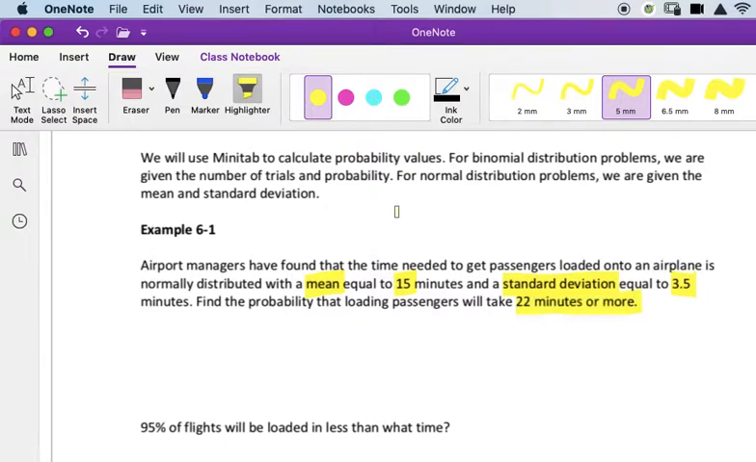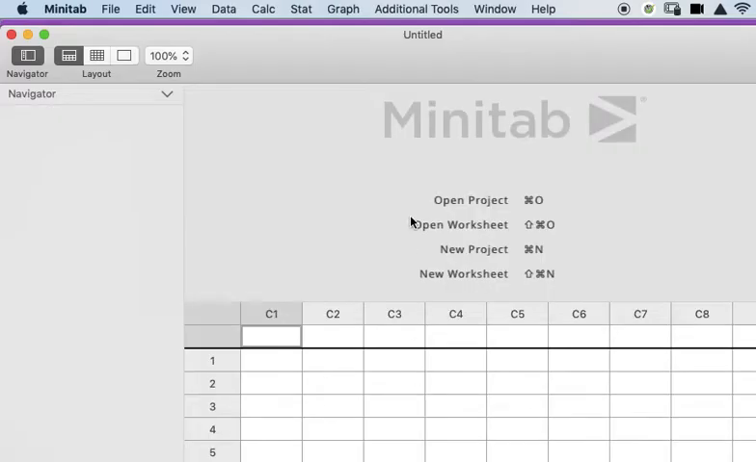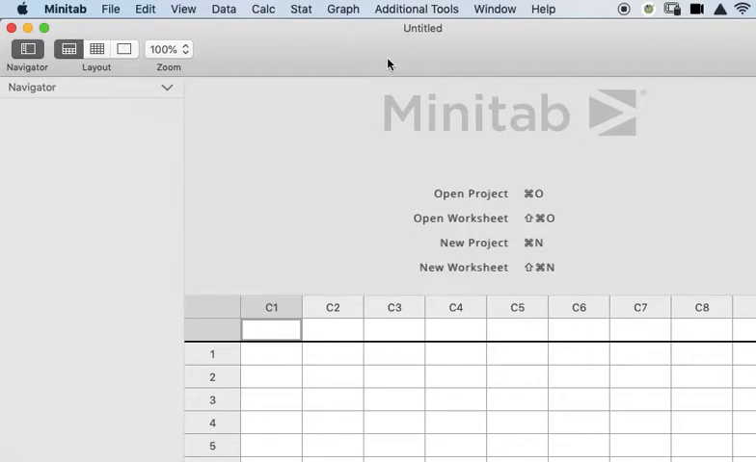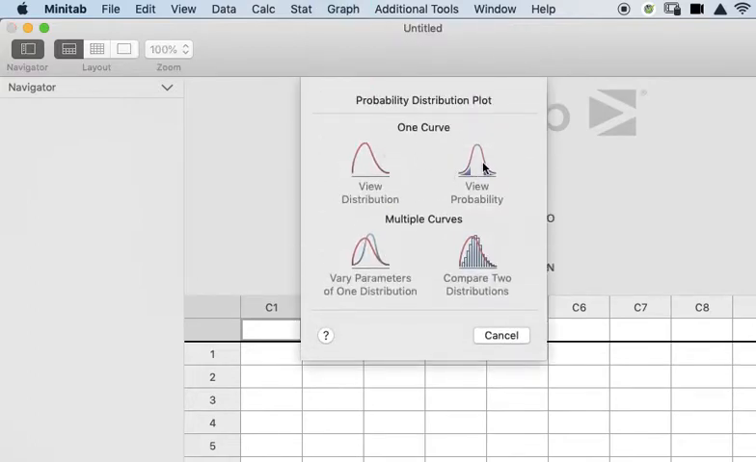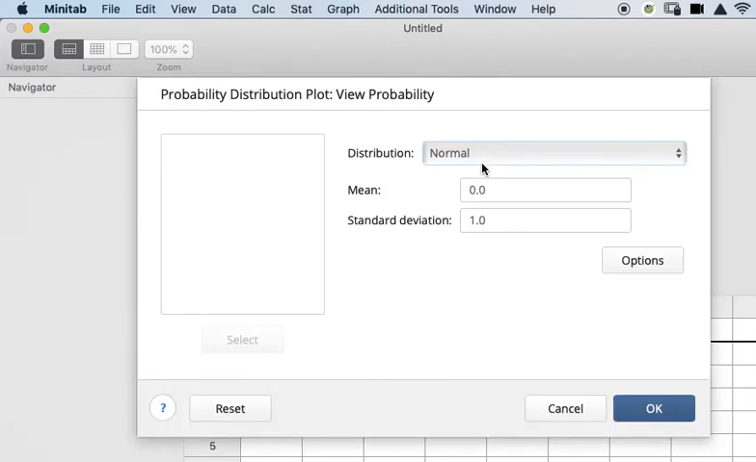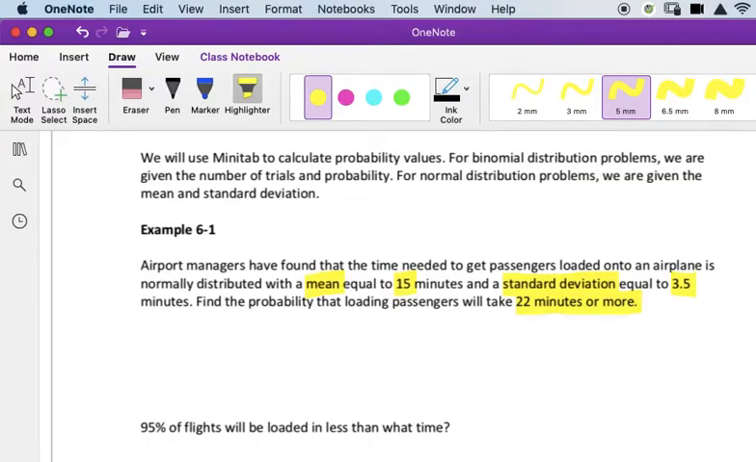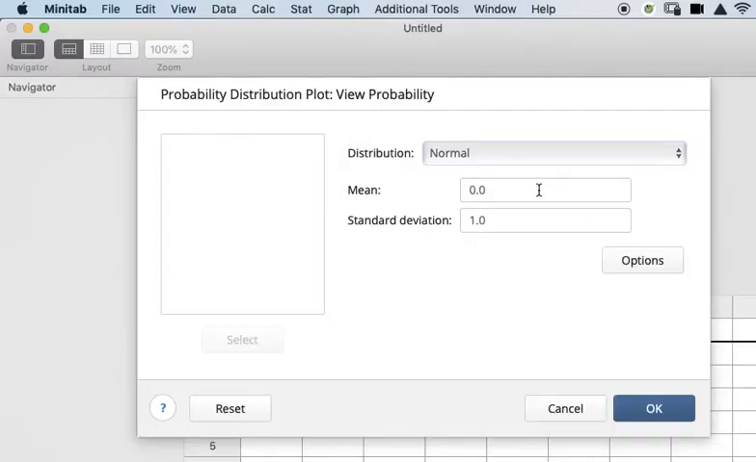So we're going to use Minitab to calculate this probability. The book is going to show you some other methods. I would recommend not trying to use those, as using Minitab is going to be easier. So again, we're going to go to Graph and go to Probability Distribution Plot. We're going to select View Probability. And then now we can leave this on normal distribution because that's what we want to use. It's automatically going to fill in 0 for the mean and 1 for the standard deviation, or that standard normal deviation that we talked about earlier. I'm going to change my mean to 15 minutes and my standard deviation to 3.5 minutes.